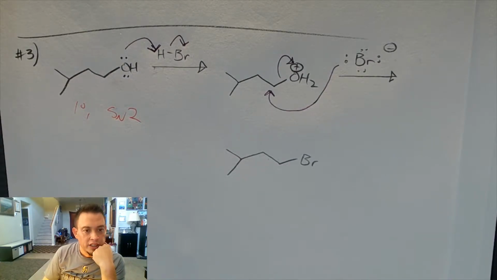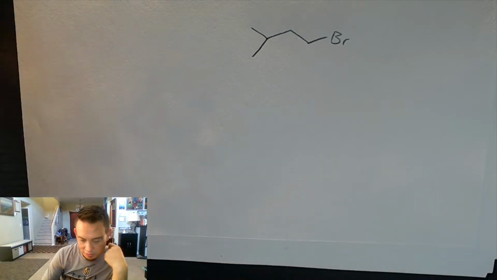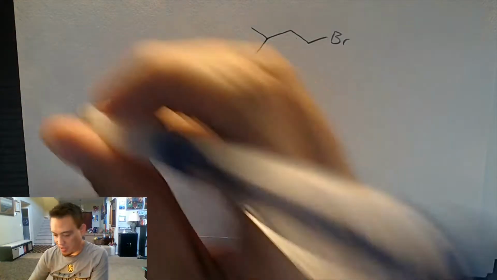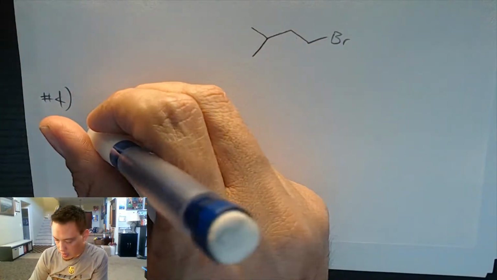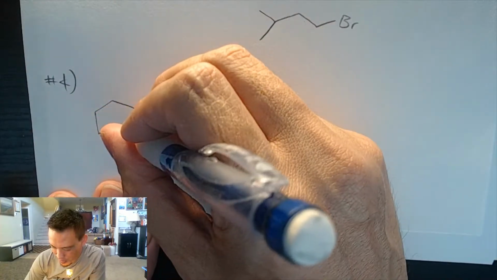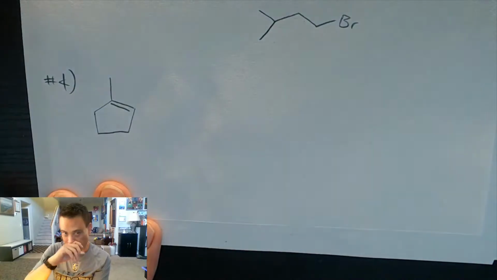All right, number 4, there was no mechanism, but I wanted you to predict products here. This was the halohydrin reaction during the addition section. I think it's even the same example too. I'm trying to remember if I used a cyclohexene or a pentene, we went over that.